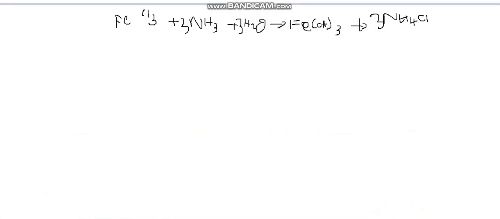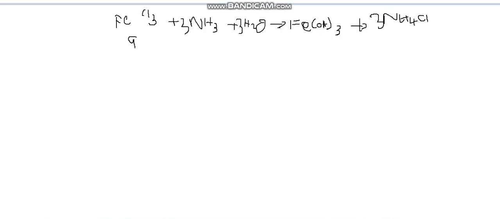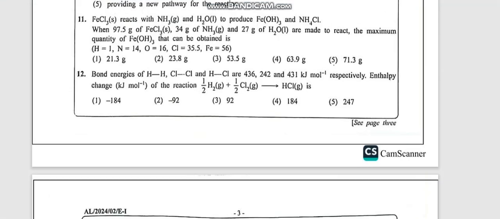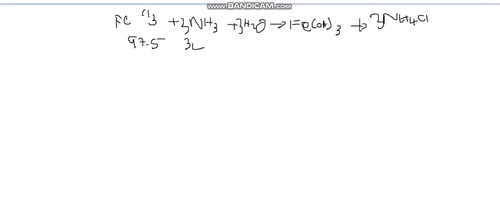So I have written the balanced reaction. FeCl3 plus 3 ammonia plus 3 water gives Fe(OH)3 and 3 NH4Cl. That is the balanced reaction. Here we just have to write the balanced reaction, then only we can compare with the stoichiometry. Now they have given 97.5 gram of FeCl3. Then ammonia they have given 34 gram and 27 gram of water.